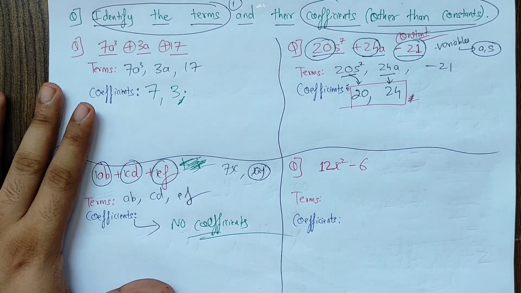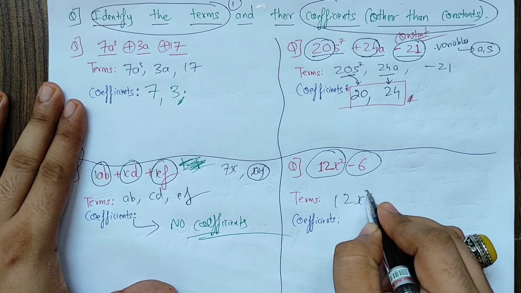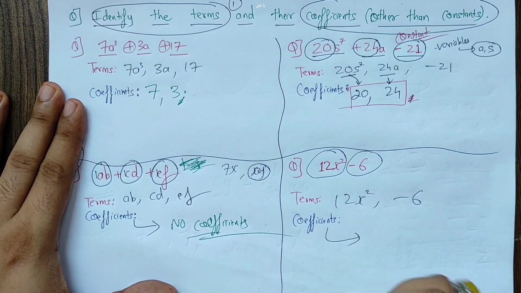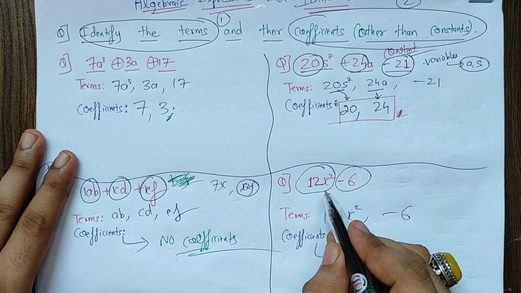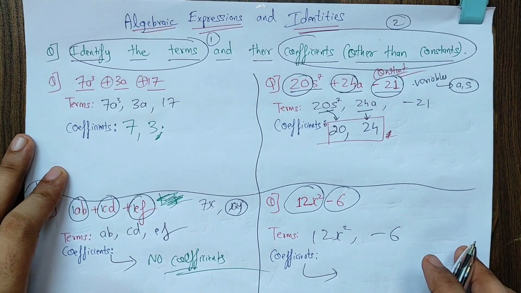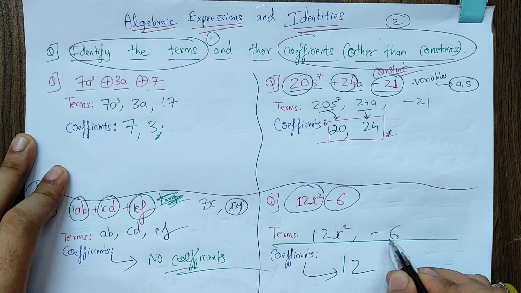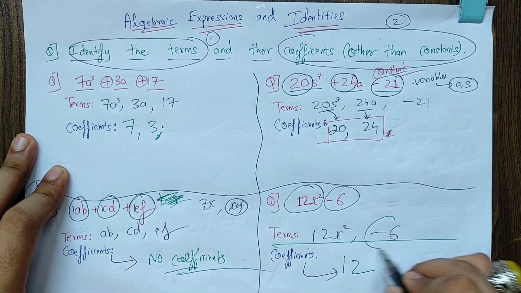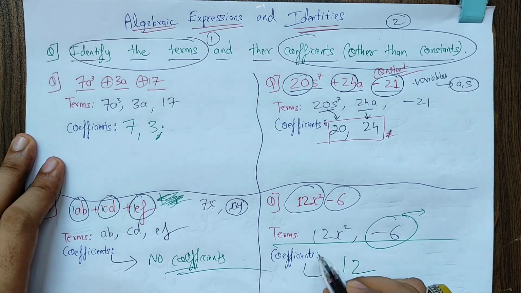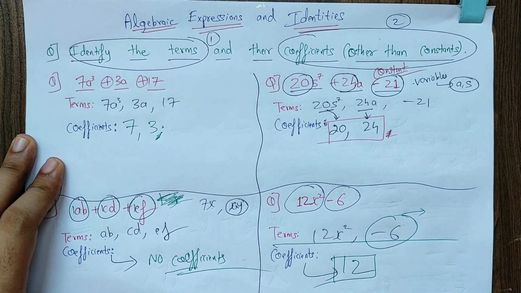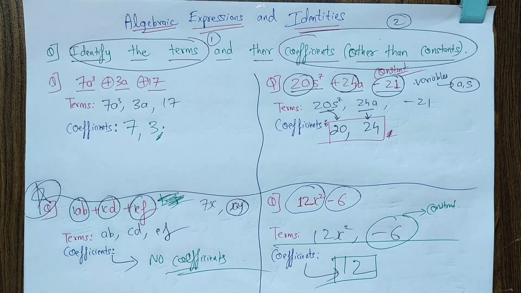Last one please. How many terms can we see over here? There are two terms. One is 12x square and the other is minus 6. So 12x square, minus 6, these are the two terms. What coefficients can we see? Coefficients are the numbers along with the variables. Here the variable is x. Along with x square I have 12, so 12 is the coefficient. Minus 6 is a pure constant, so here there will be no coefficient. So the answer is: terms are 12x square and minus 6, and the coefficient is only 12. Pause the video please and do it fast everyone.